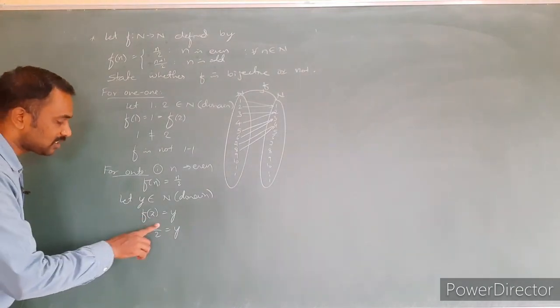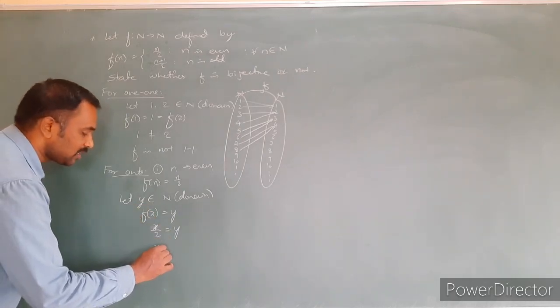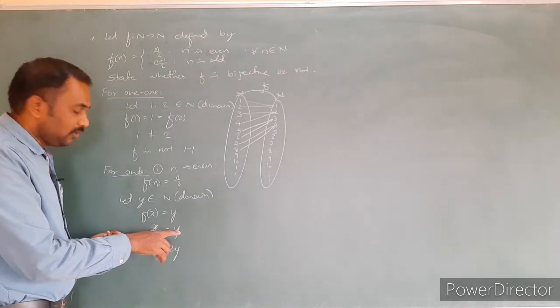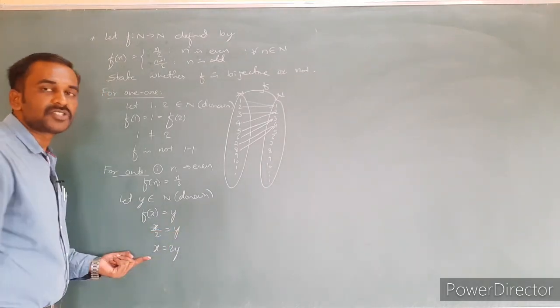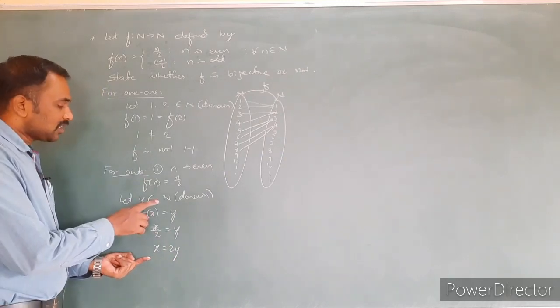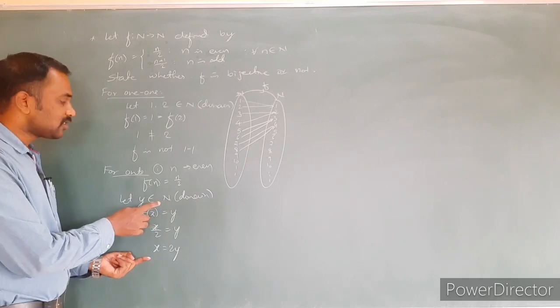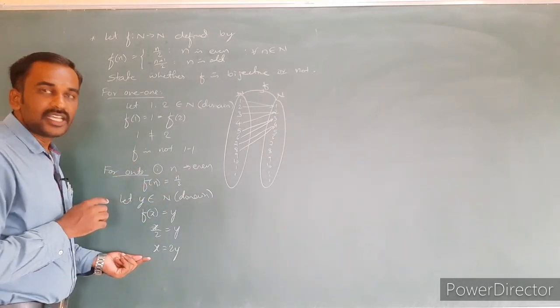Here x is there, so I just write it in terms of x: x by 2 is equal to y, so x is equal to 2y. Usually we have to get the x value in terms of y. Whatever y is, a natural number, y should always be an even number.